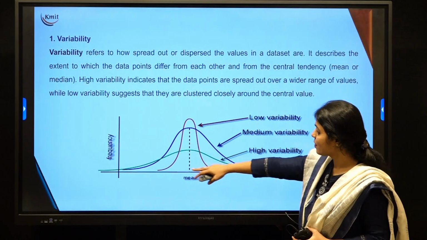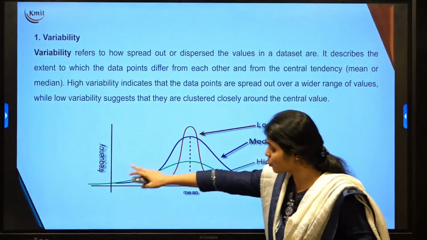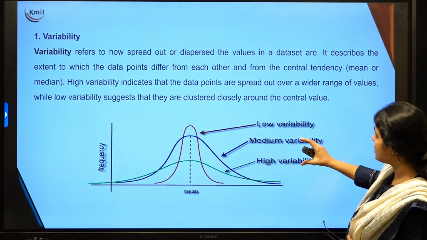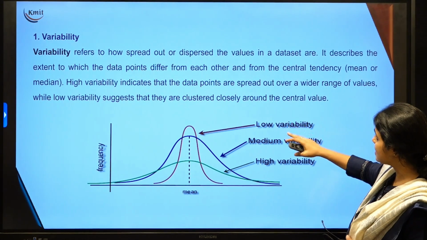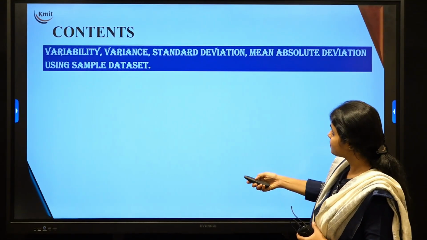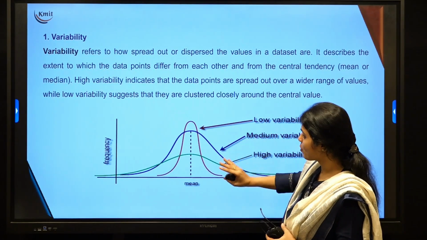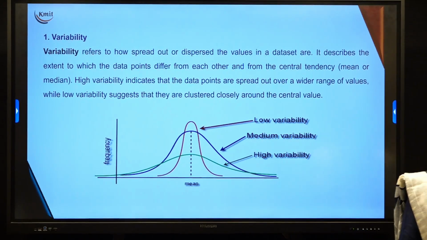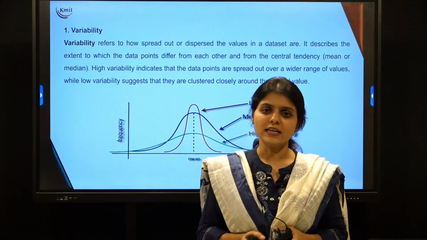As you can see here, the data points are spread out over a wide range of values, starting from negative values to the most positive values. Medium variability means the values are in mid range, whereas low variability suggests that they are clustered closely around the central values. As you can see, the low variability gives the normal distribution. So understand that variability gives us how the data points are spread in the data set.